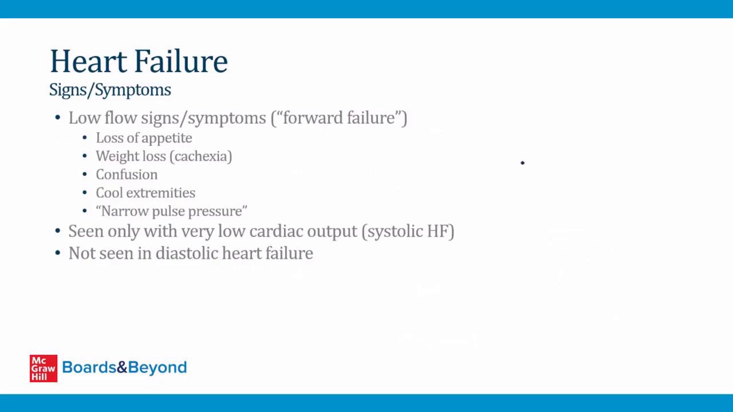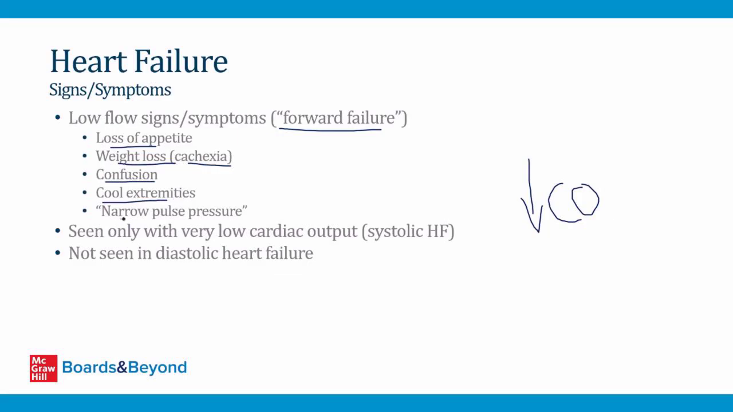In patients who have severe left ventricular failure and a very, very low cardiac output, they can develop signs and symptoms of what we call forward failure. These are symptoms that are related to very, very low cardiac output. So some of the things you can see are loss of appetite because the patient's gut isn't being perfused. This can lead to weight loss and cachexia. Underperfusion of the brain can cause confusion. The extremities can become cool because you're not pumping the warm blood out to the fingertips and the toes.